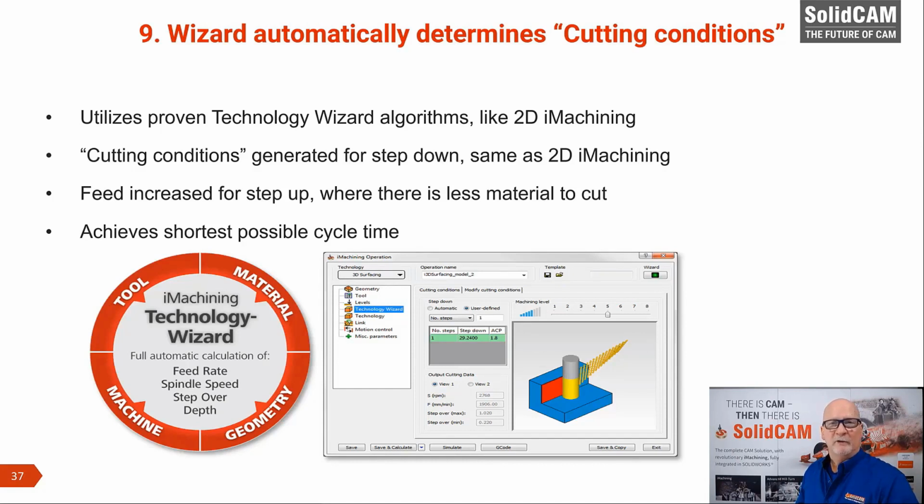Well, the patented iMachining technology wizard eliminates that challenge by automatically figuring out each of those items and more, making programming as simple as picking the geometry, choosing the tool, and setting the machining level slider control to the desired performance position. iMachining then computes all of the necessary parameters for each changing condition of the cut throughout the whole toolpath operation.